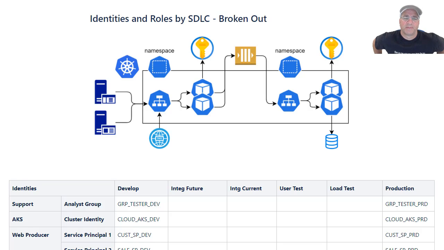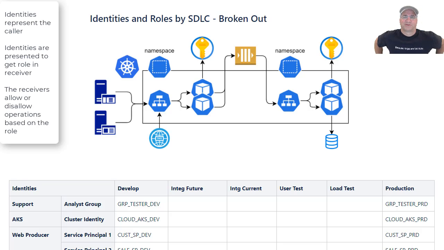Okay, so we're going to talk about identities and roles. Really, what this comes down to is you've got an application, and you need to capture somewhere what all the identities are that you're going to use in different places. And then when those are calling somewhere, what role do you expect it to have? What capability? Identities represent a caller, and the permissions or the roles are what the receiver uses to figure out what that identity can do, because multiple identities can play the same role. They can have the same permissions.